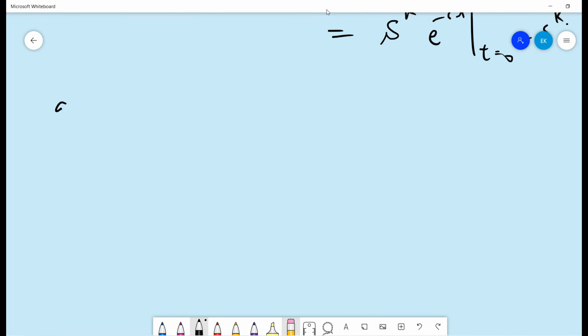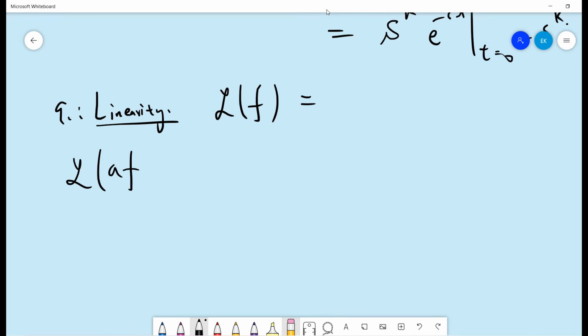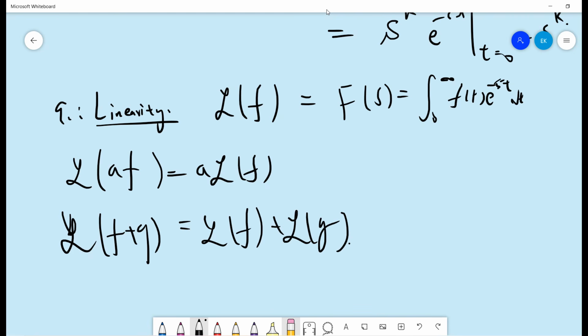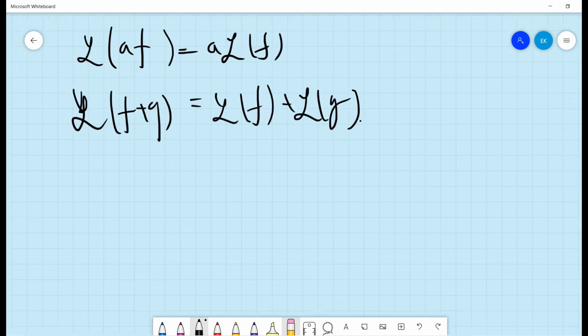Okay, number 9, we are talking about linearity. So linearity is very easy, right? Since L, let me denote L as basically f of s. Basically, it's just this, the Laplace transform. So L of a f is just a L of f, right? By definition, since integration is linear. Also, L of f plus g is just L of f plus L of g. Okay, so this is the technique we need to use.